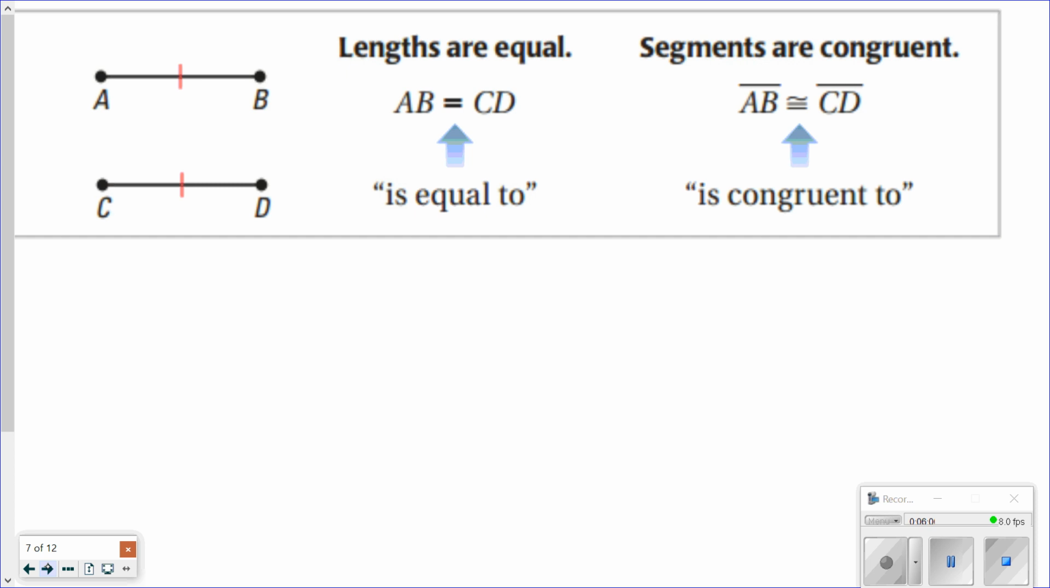So it's kind of confusing when to use each. Just kind of remember, equal is when you have the number. 5 is equal to 5. If the situation tells you that the segments are the same length, but you don't know what that length is, we just say that they are congruent. If you mix it up, that's no big deal.